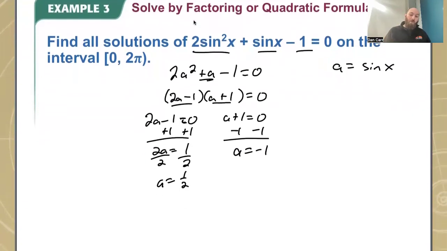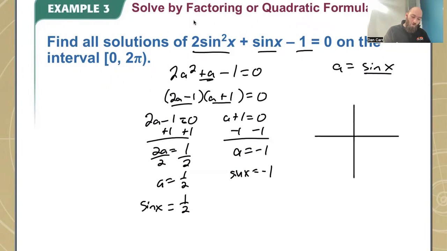But the thing to remember is I'm not dealing with a, I'm dealing with sine of x here. So I replace that back in there, sine of x equals 1/2, and sine of x equals negative 1. So the question is, which values from 0 to 2 pi are we going to get? So from 0 to 2 pi, where are we going to get these values of sine of x here? Okay, so I'll just put them all in the same thing. Okay, so I'll model this one here.